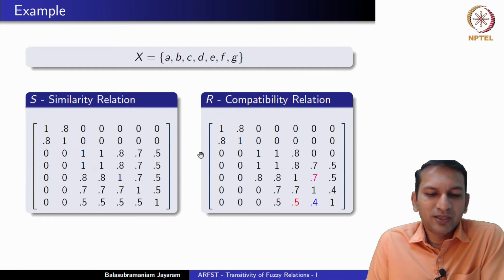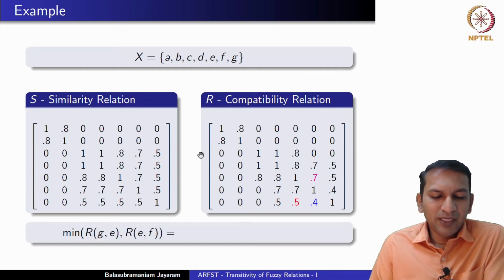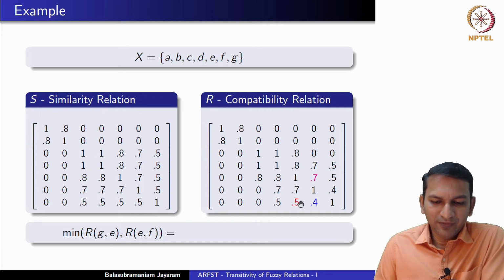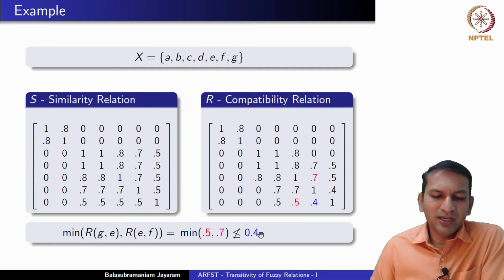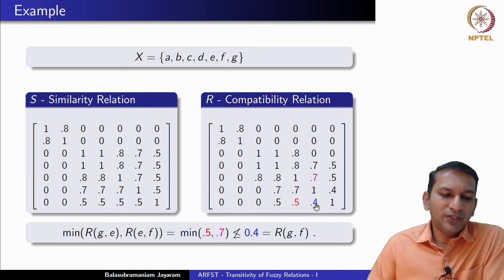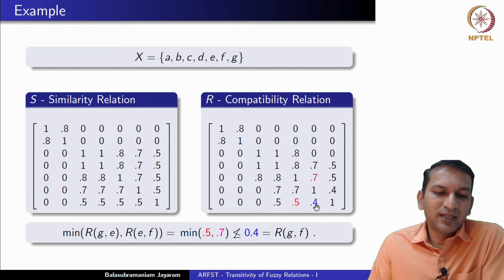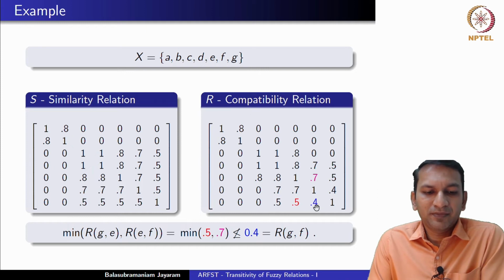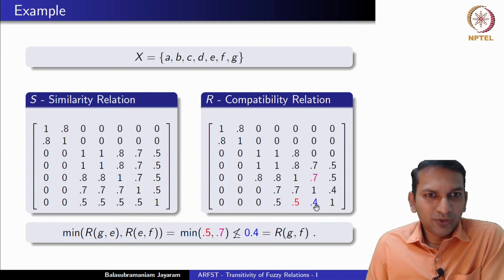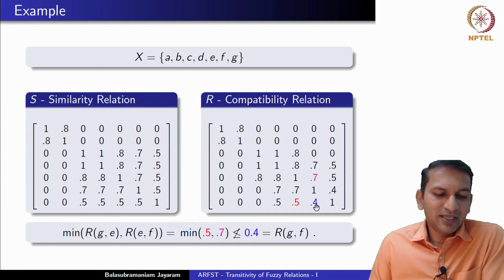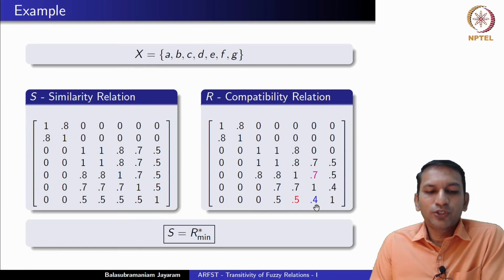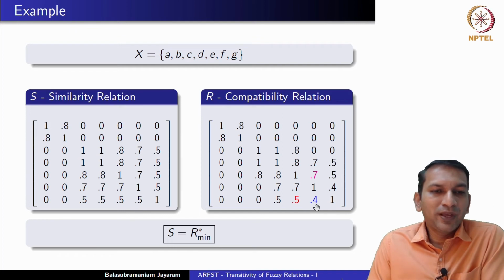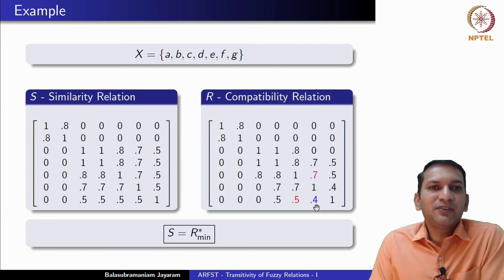For instance, if you look at the colored numbers, you can see that minimum of R of GE, which is 0.5, and R of EF, which is 0.7, is in fact 0.5 and not less than or equal to 0.4, which is R of G gamma F. So we said that the relation on the right, R, is only a compatibility relation which is not min-transitive. It might interest you to know that the relation on the left, S, is in fact the transitive closure of R with respect to min, obtained by this very procedure that we have listed out.